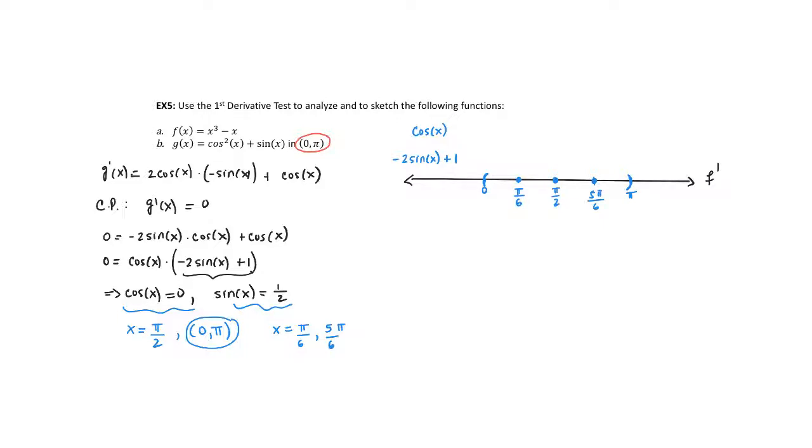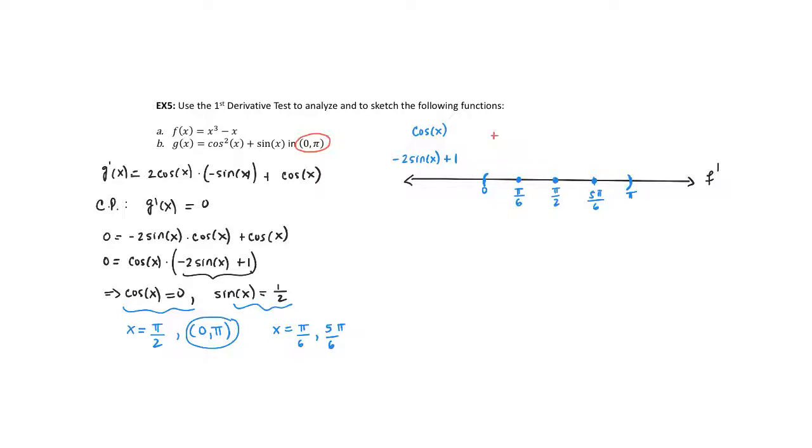So now I want to investigate the sign of the derivative here, here, here, and here. We're going to do that by choosing test points again. So in the first case, right here, cosine is going to be positive.